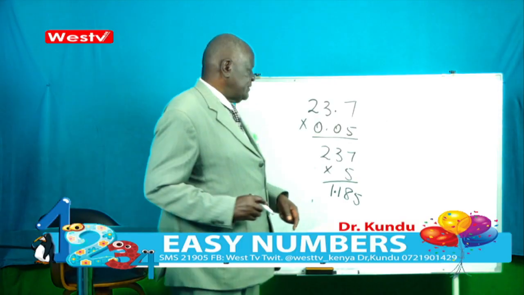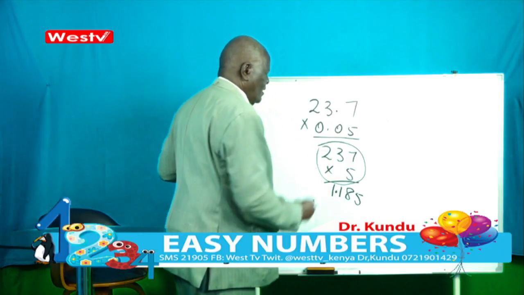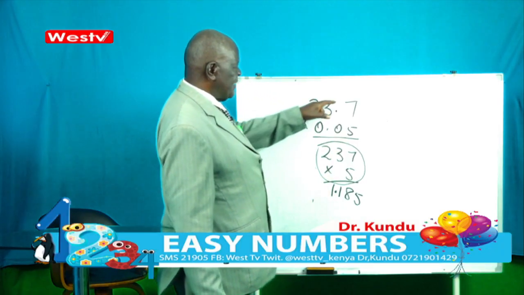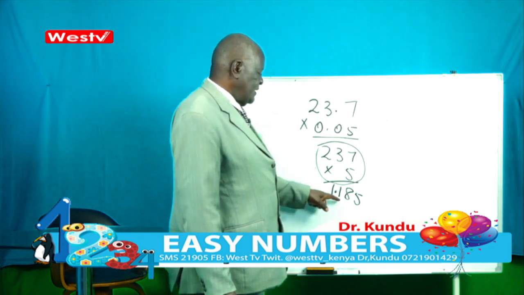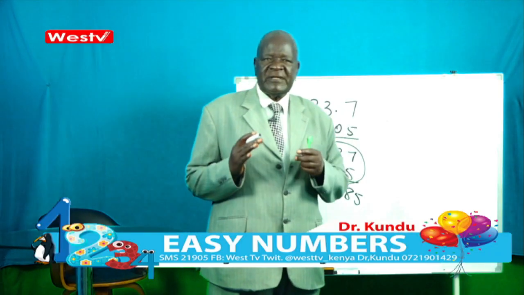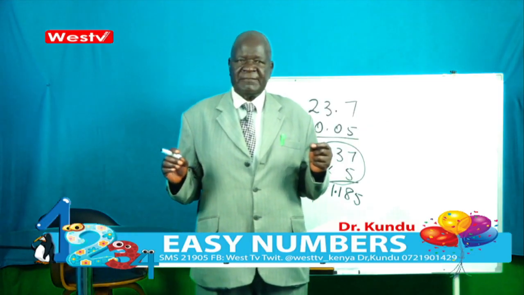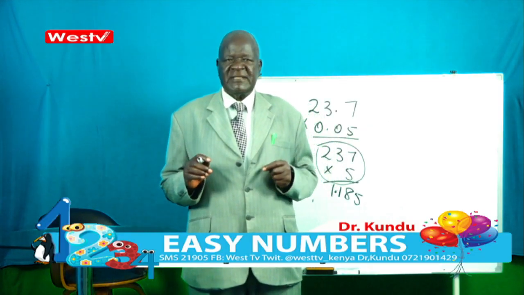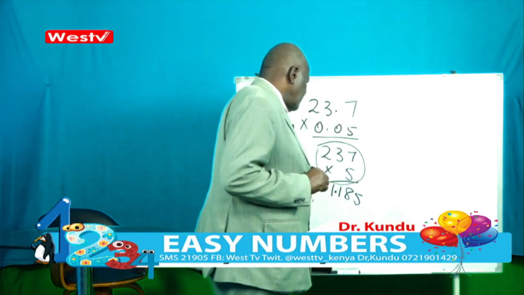And you can do that without this step here. You can go straight on and see 237 times 5 in that, and then 1185, and then put 3 decimal places. So when you are dealing with problems that have decimals, set aside the decimals, work the plain numbers, and return the decimals. It is so important that you do that. Let me give you another example of decimals again.